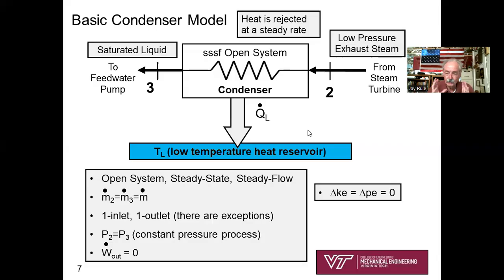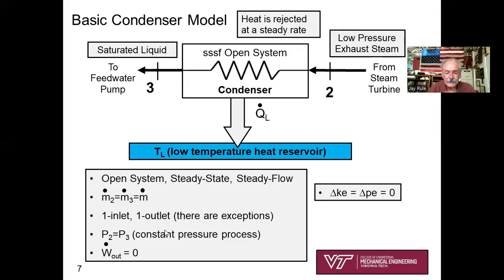Okay. And so let's see, what about some fundamentals? For modeling the condenser, we're going to say kinetic energy and potential energy changes are zero from state two to state three. We're going to say we've got steady state, steady flow, open system, one inlet, one outlet. So therefore, m dot 2 equals m dot 3. We'll just call it m dot. The condenser process is a constant pressure process. So P2 equals P3. It's condensing at constant pressure.